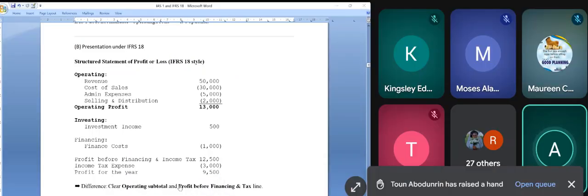Some of you may be saying, what is aggregation? Aggregation simply means pulling together all items of the same nature under the same heading. That is aggregation. And then there's also what we call disaggregation. Disaggregation simply means the way you are structuring the items in the financial statement. In other words, you have operating items now, you have investing items, you have financing items. That is the disaggregation.